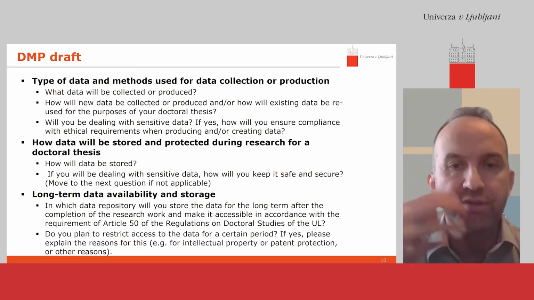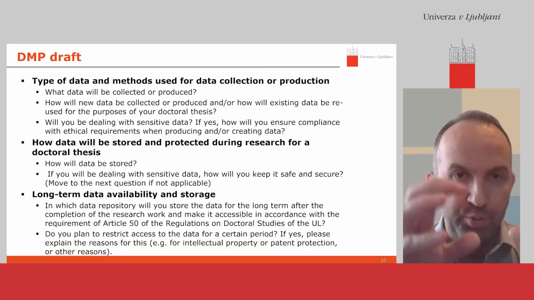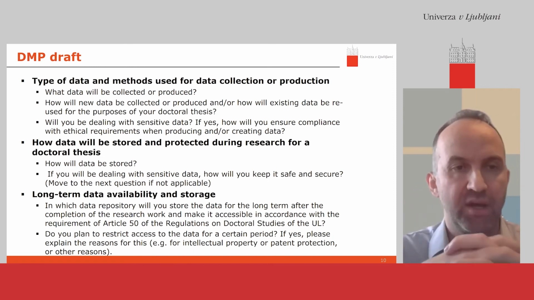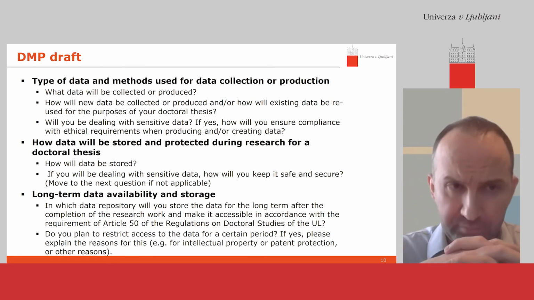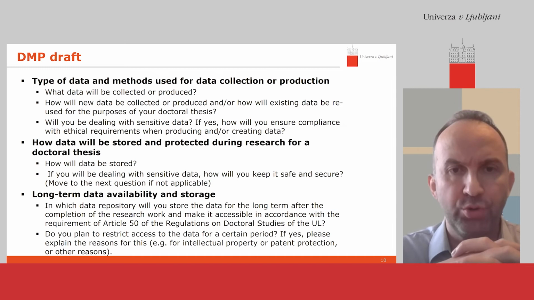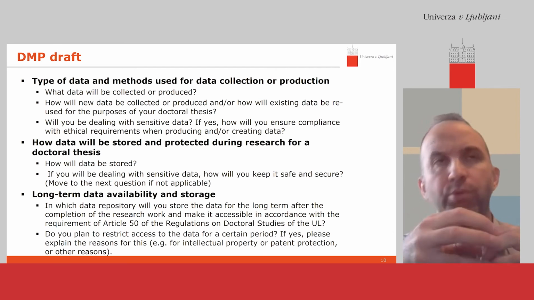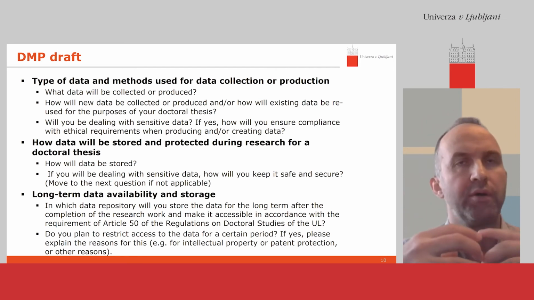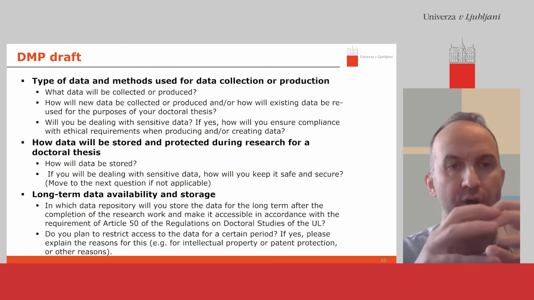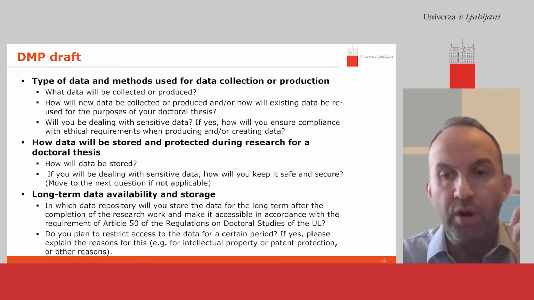So try to consider as much relevant information about the data that you will be working with as possible and put that information here. The first group of questions is about the type of data and the methods that will be used to collect the data. And then the second one is how the data will be stored and protected during research for a doctoral thesis. Now you know what kind of data you will use and what issues arise from this data. Now you have to describe how you will store the data, how you will make the data secure, and how you will access this data.